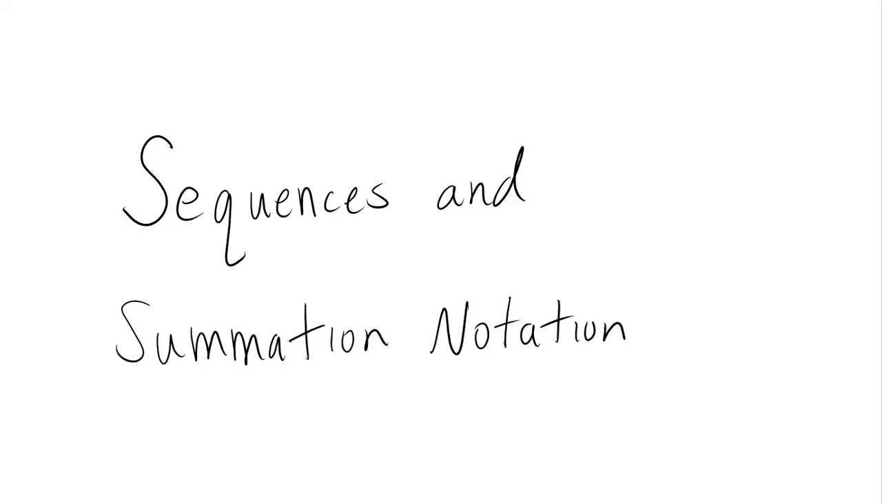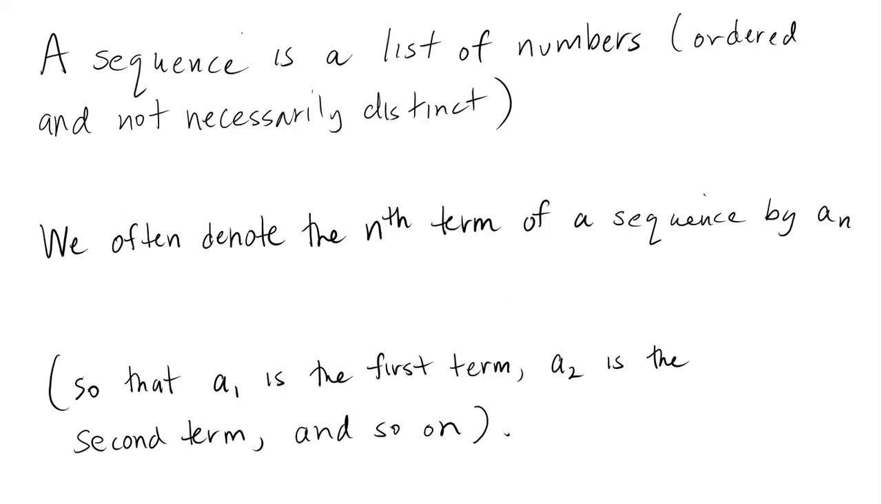In this lecture, we're going to introduce sequences and summation notation. Let's start with an informal definition of a sequence. A sequence is just a list of numbers. It's an ordered list of numbers that are not necessarily distinct from one another. You can have the same number over and over again in a sequence.